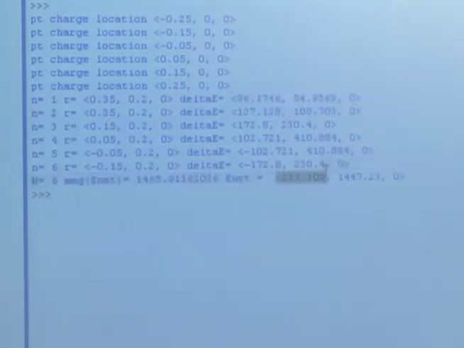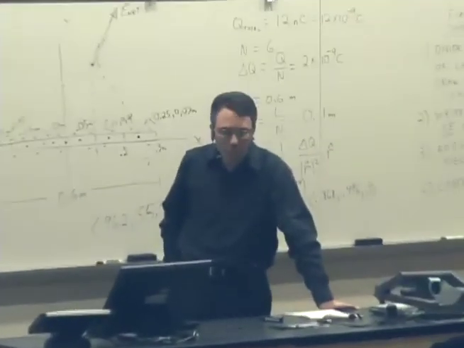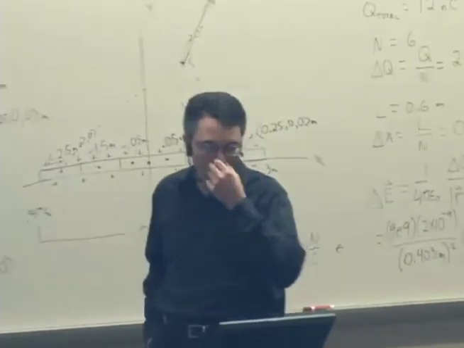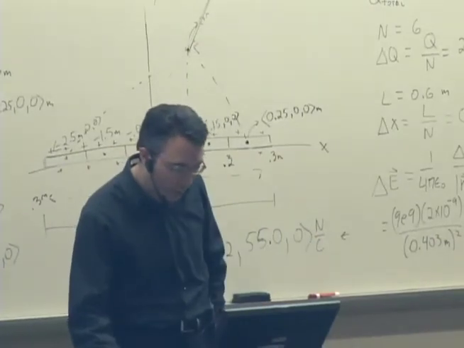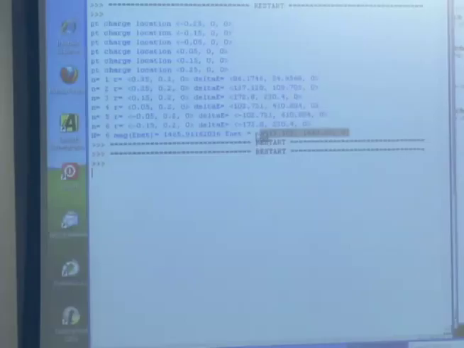And so the net electric field we got was 233.3, 1447.2, 0 newtons per coulomb. Okay? So that's the basic idea. How would you make a more accurate prediction? What could you do? More of them, more segments, smaller segments, right? So more smaller segments. So let's try this.